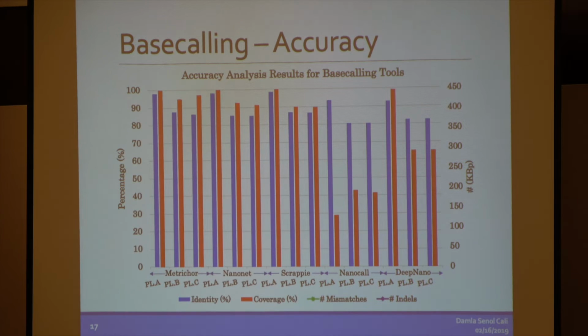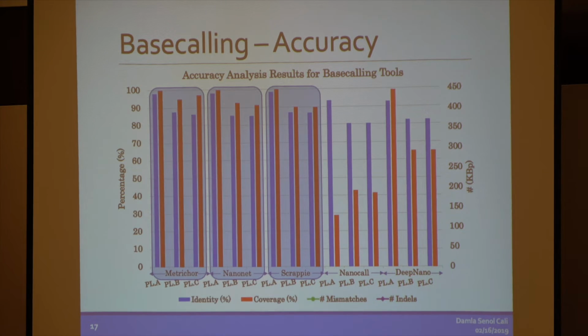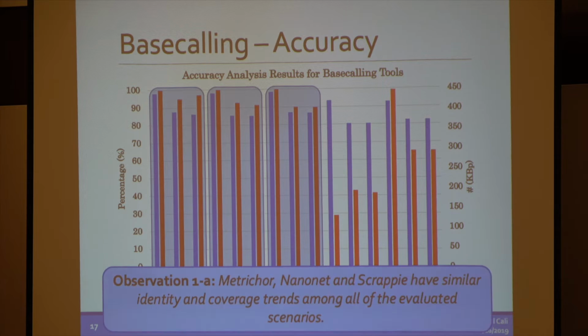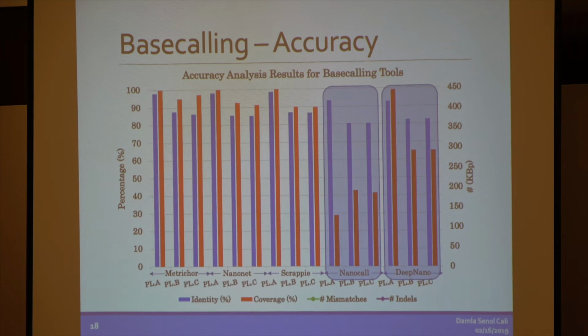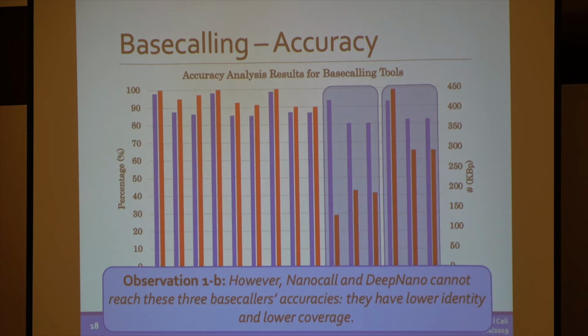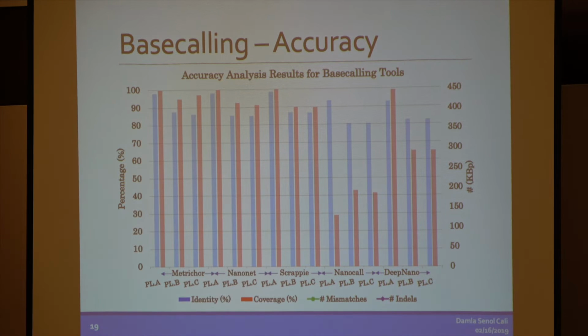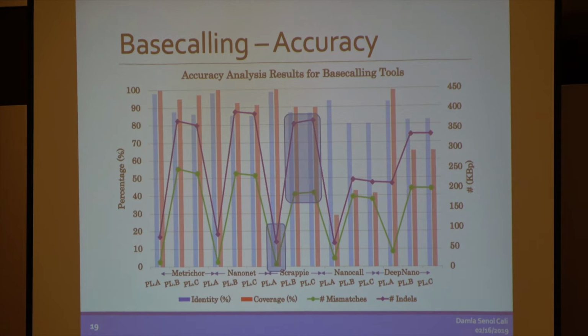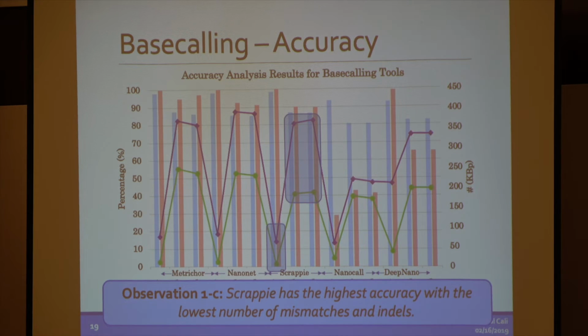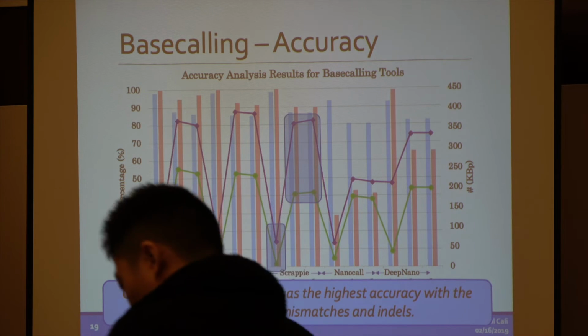So when we look at the bars for the identity and coverage results, for the first 3, Metrichor, NanoNet, and Scrappie, we can see that they all have very similar trends in terms of identity and coverage for all of the evaluated scenarios. Whereas the last 2, NanoCall and DeepNano, cannot reach the other 3 Basecallers' accuracies, and they have lower identity and lower coverage. When we draw the lines for mismatches and indels and focus on the points for Scrappie, you can see that they have a lower amount of mismatches and indels, which leads to the conclusion that Scrappie has the highest accuracy with the lowest number of mismatches.